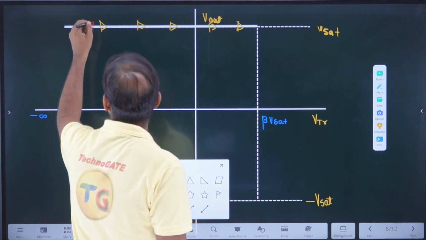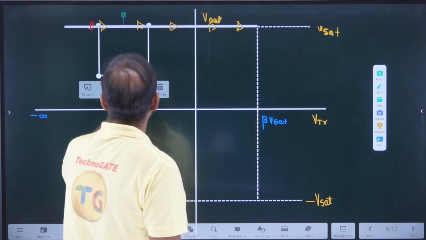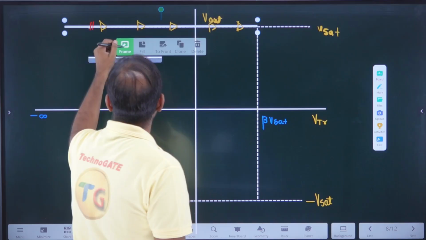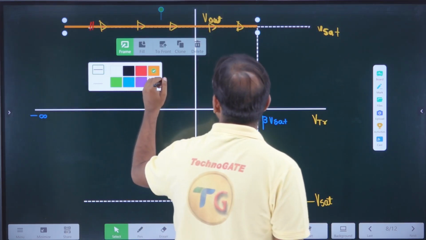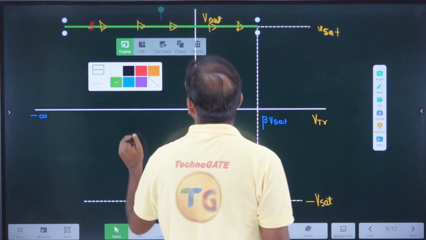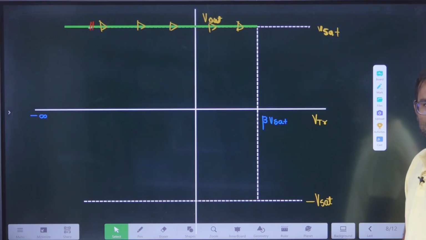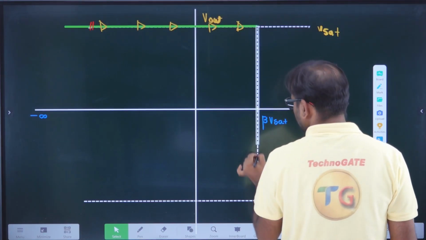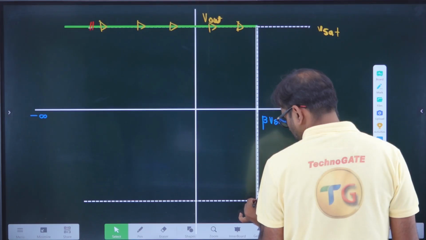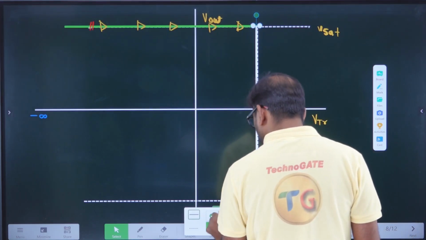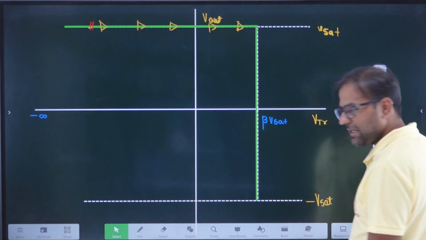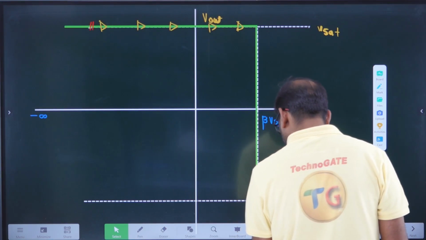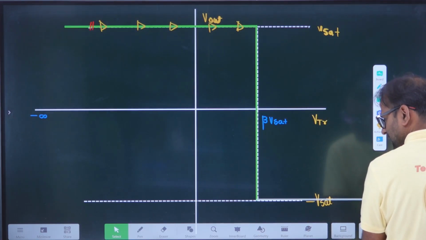at beta into V saturation, we are at plus V saturation, and after this the circuit will jump from plus V saturation to minus V saturation. Correct? And after this point, it will stay at minus V saturation.